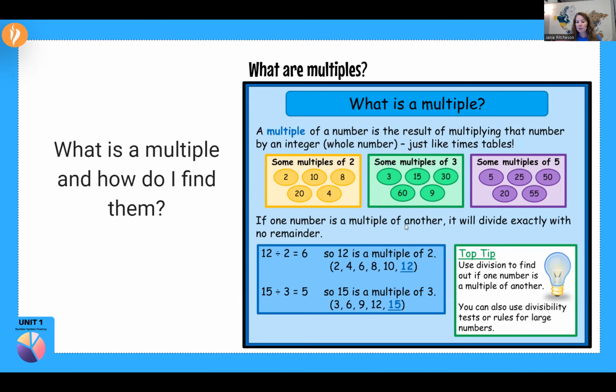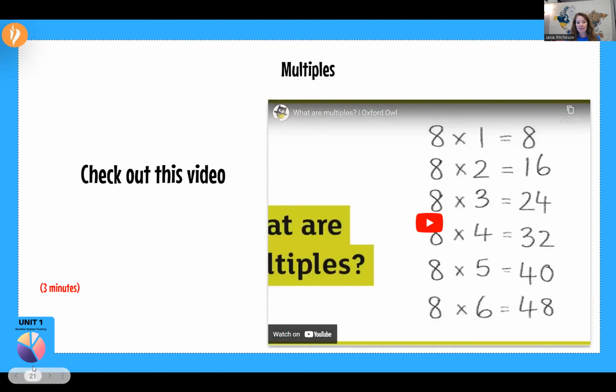If one number is a multiple of the other, it will divide exactly with no remainder. So 12 is a multiple of 2 because we can divide 12 by 2 and get a whole number. Same thing with 15. 15 is a multiple of 3 because 15 divided by 3 is a whole number. All right, here's a 3-minute video about multiples if you need to go back and watch it.